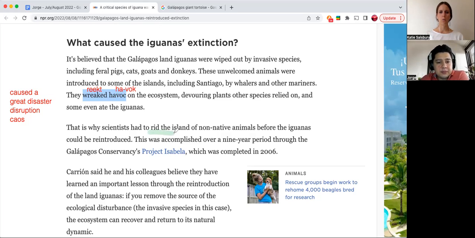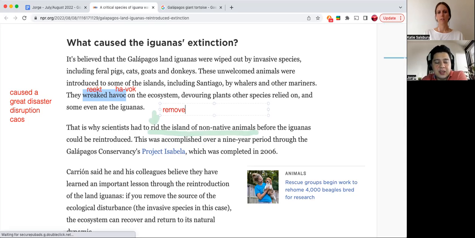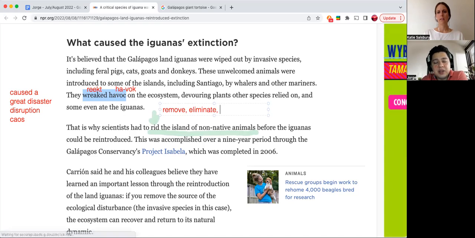What does this mean? Rid the islands of non-native animal species. Rid. Like remove, or eliminate. It is similar to get rid of, right? Rid. Okay.